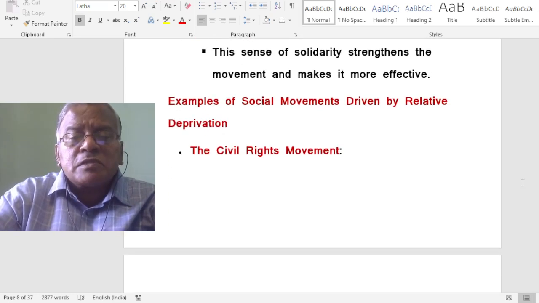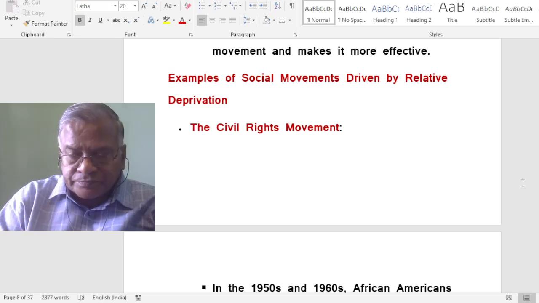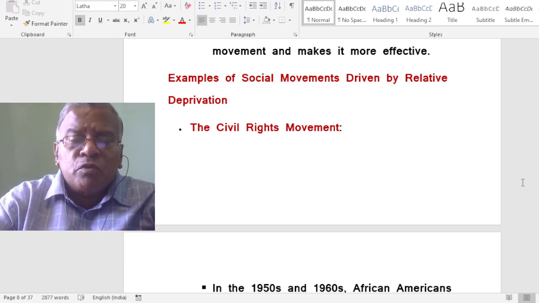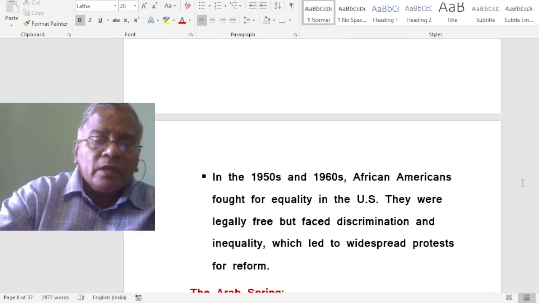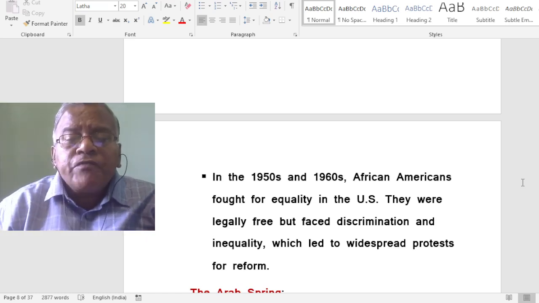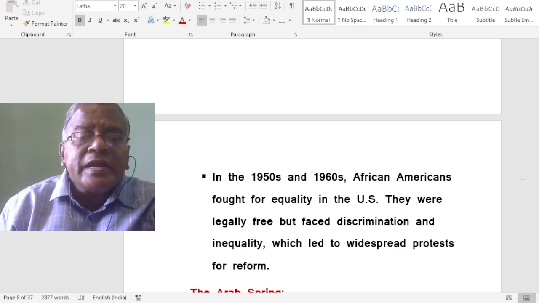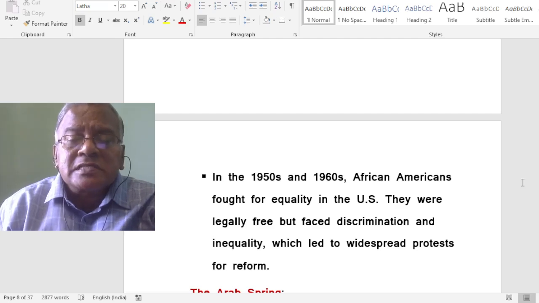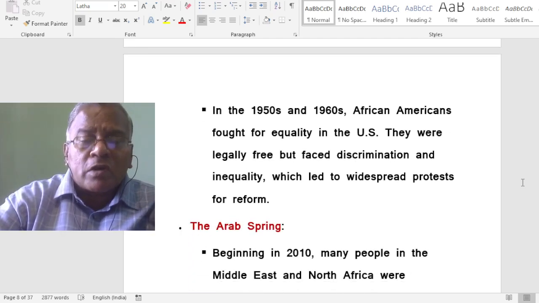What are the examples of social movements driven by relative deprivation? The civil rights movement. In the 1950s and 1960s, African Americans fought for equality in the United States. They were legally free but faced discrimination and inequality, which led to widespread protests for reform.